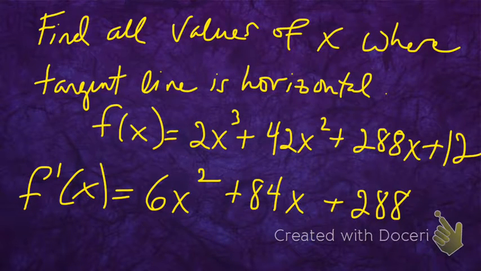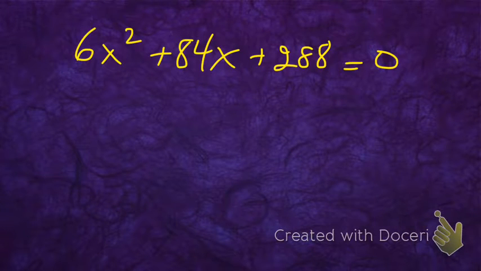Let's set this derivative equal to 0. That is, we're going to solve for those values of x. When we do solve, let's go for solving by factoring. The first step in factoring is to take out the GCF. There is a common factor of 6.